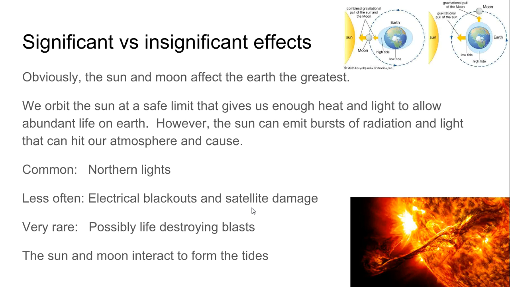The various effects have degrees of significance, and you should be able to sort of explain this. Obviously, the sun and the moon affect the Earth the greatest. We orbit the sun at a safe limit that gives us enough heat and light to allow abundant life on Earth, but the sun can emit bursts of radiation and light that can hit our atmosphere and cause very common things like northern lights. Less often we get electrical blackouts and satellite damage. Very rarely, possibly life-destroying blasts.